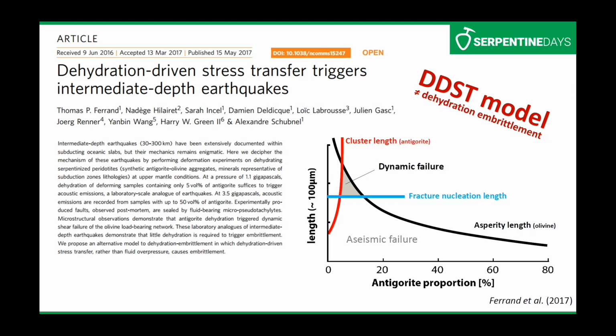And so this is the dehydration-driven stress transfer model. This is not related to volume change. This is not related to any fluid overpressure. So this is not dehydration embrittlement. And so I would appreciate if this is well cited in the future, because sometimes it's not, because I don't want my name to be associated with the model that I contradict in a way. But we can discuss it later. Next slide, please.